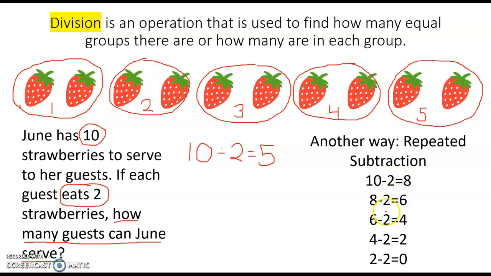We took away 2 each time. Now we need to see how many times we subtracted 2. So I count 1, 2, 3, 4, 5. And I know that my answer is 5. So you can either make equal groups or you can do repeated subtraction.